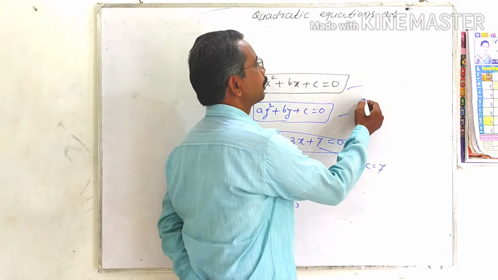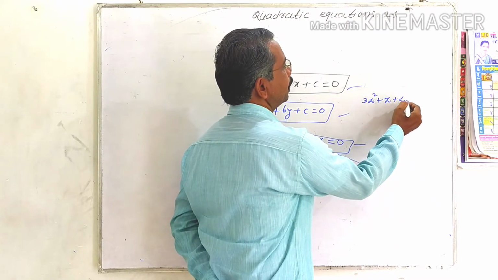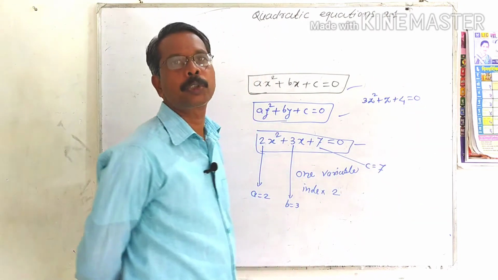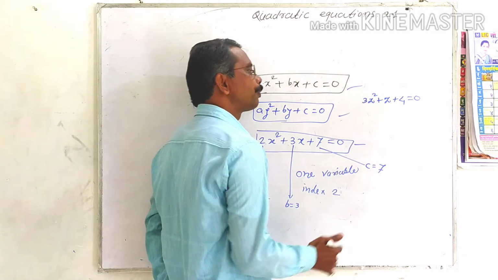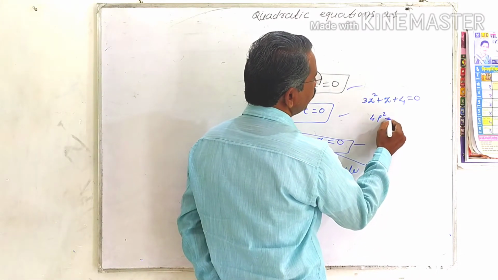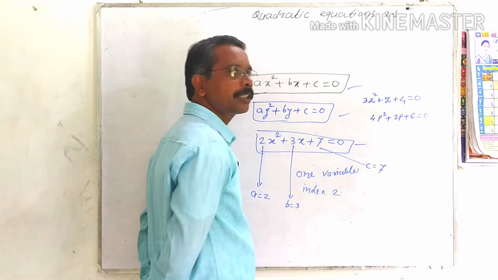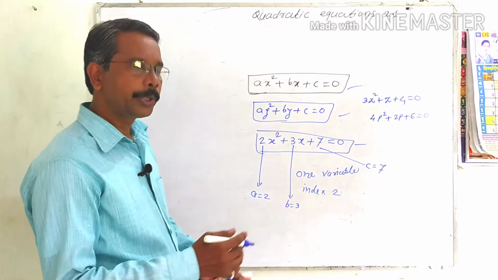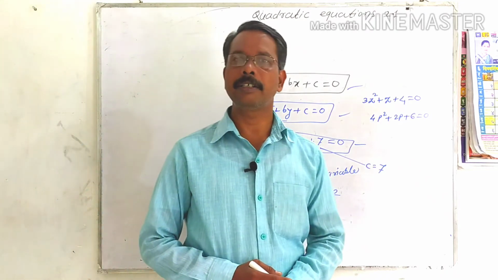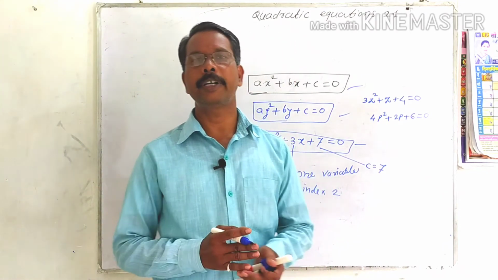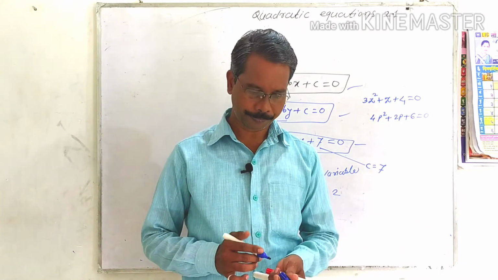Okay, you can write any quadratic equation in this form. For example, 3z square plus z plus 4 equal to 0. It is also quadratic equation. Here z is the variable and the index is 2. 4p square plus 2p plus 6 equal to 0. It is also quadratic equation. Okay. Now it is clear what is meant by quadratic equation, what is the general form of quadratic equation and how we can write any quadratic equation.